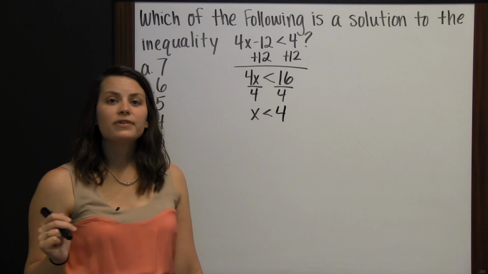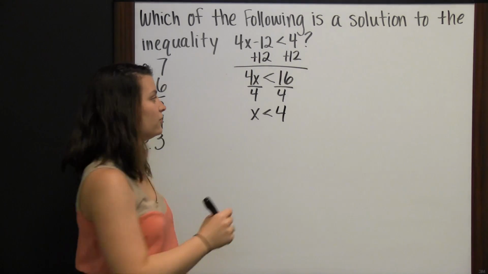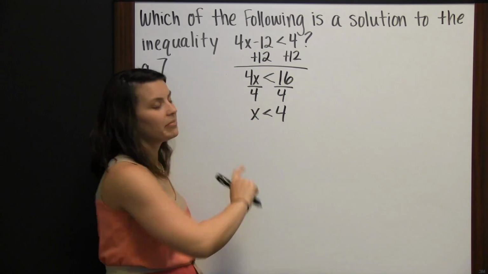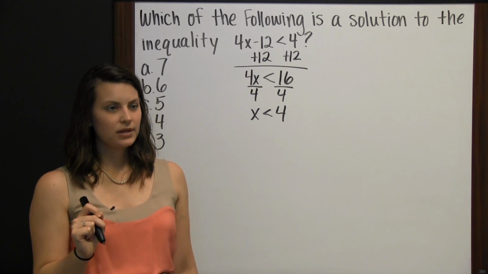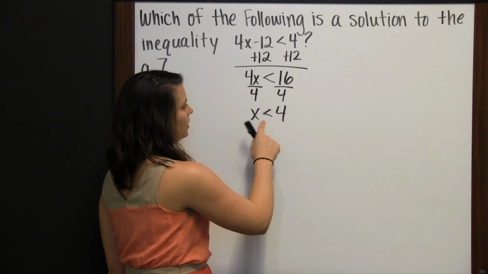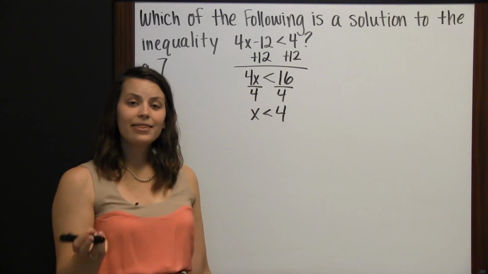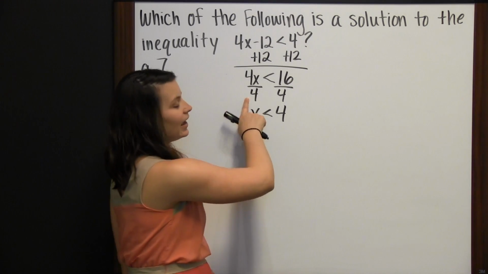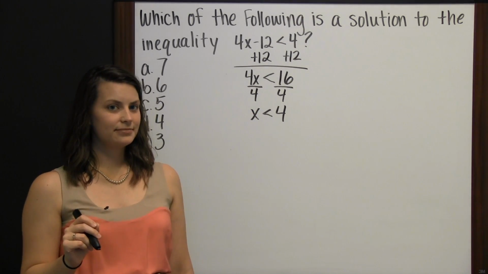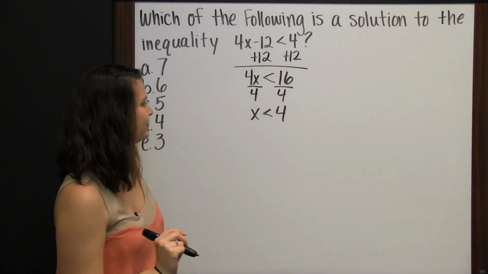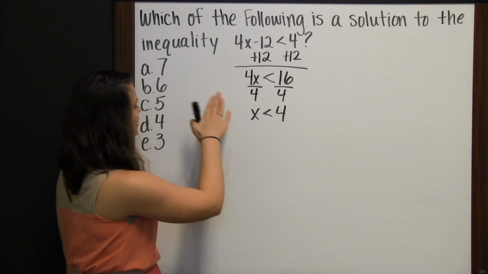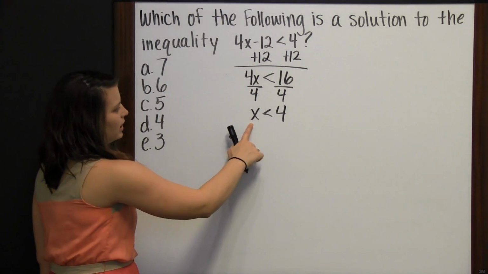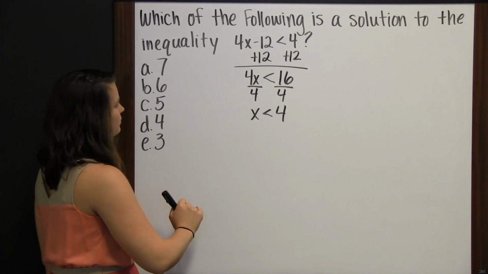Keep in mind when solving inequalities that if you multiply or divide both sides by a negative number, you must flip the inequality symbol. In this case, we didn't have to, since we didn't divide both sides by a negative number. It's all about that negative. So now we can apply these answer choices. We want to find which one of these numbers is less than 4.